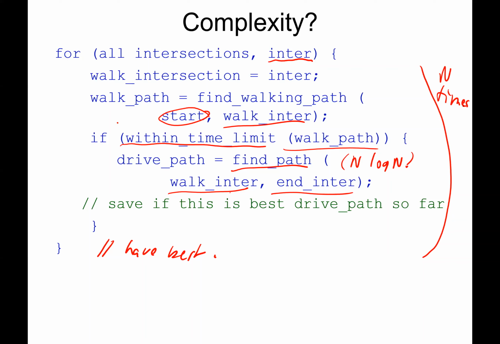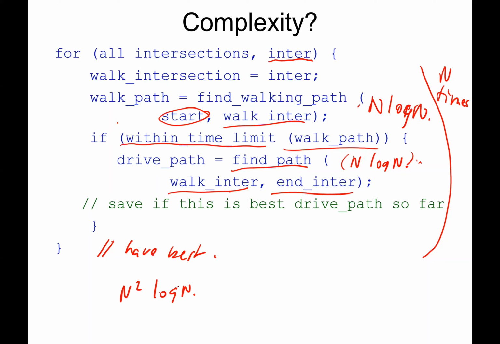So for every possible walking intersection, we're going to call find walking path, which uses Dijkstra's or A star algorithm. So that's n log n. And then if it passes that test, it's close enough in walking time, we're going to call drive path, which is n log n. So that's just n log n in the inner loop, and we're going to do that n times. So this is going to be n squared log n.